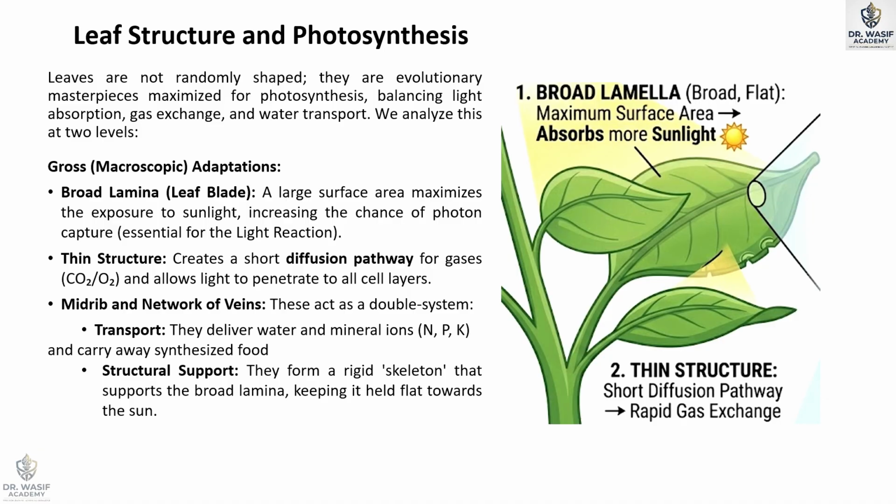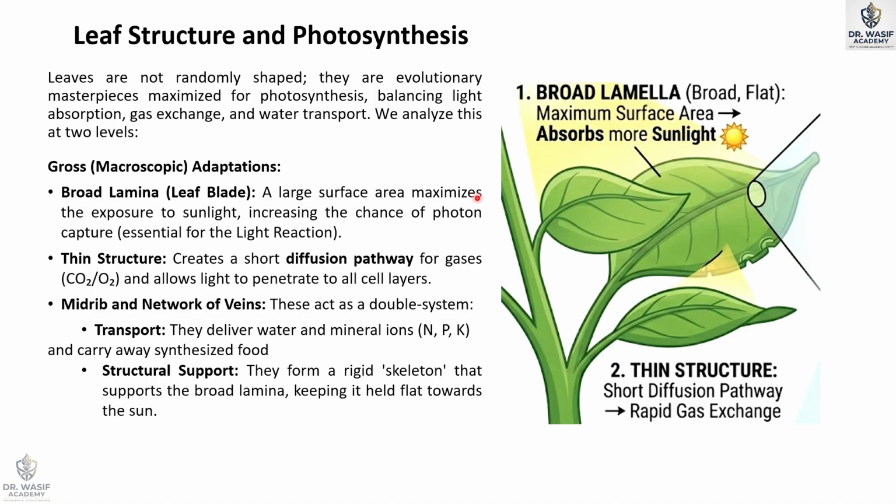First of all, let's look at the gross adaptations, which just means the features we can see with the naked eye. Notice how most leaves have a broad lamina. This is the broad lamina. It is not just for show. A large surface area maximizes the leaf's exposure to sunlight. The more surface there is, the more photons or light particles the plant can capture.